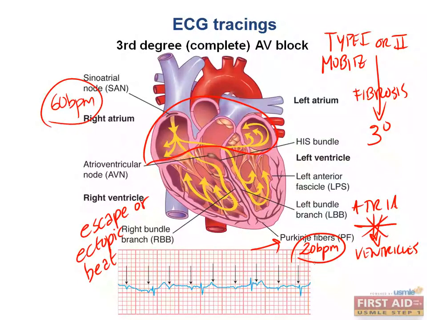I don't know about you, but these numbers don't look very similar to me. 60 and 20 beats per minute are completely different things. This creates a complete dissociation between the atria and the ventricles, so there is no discernible relationship between the P waves and the QRS complexes on your ECG tracing. Examples of this are in the tracing on the slide and in your Step 1 book.